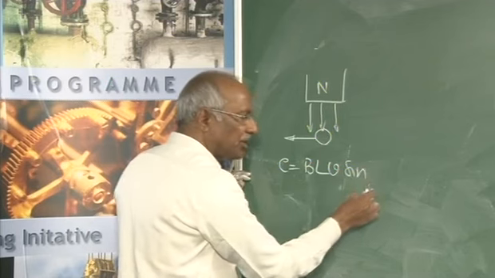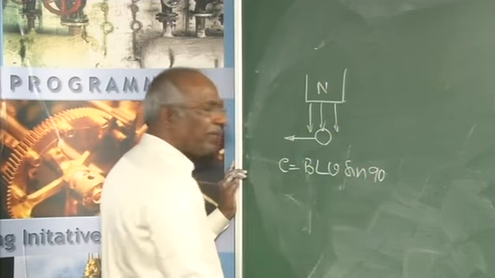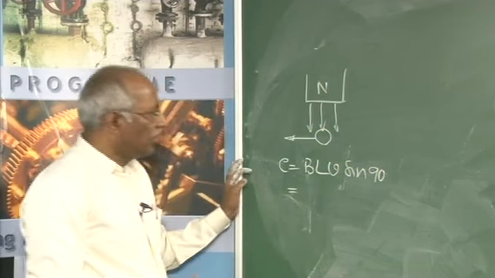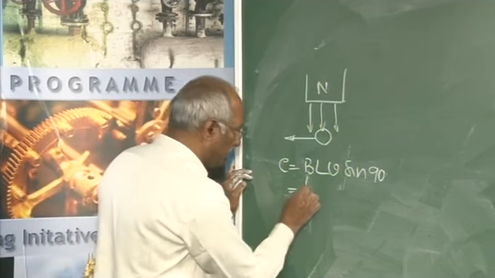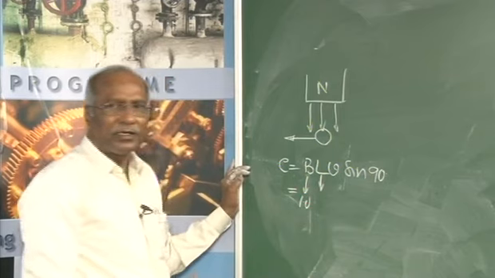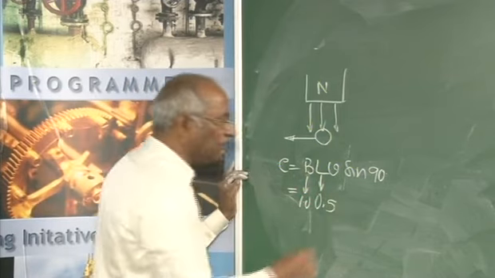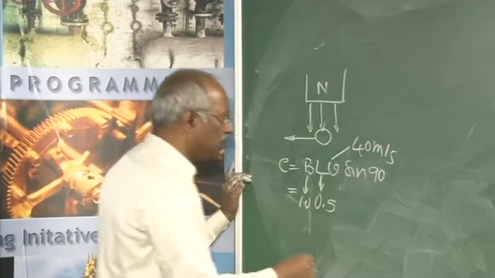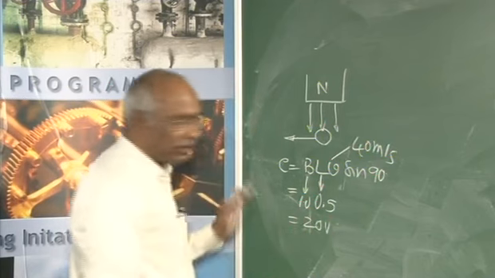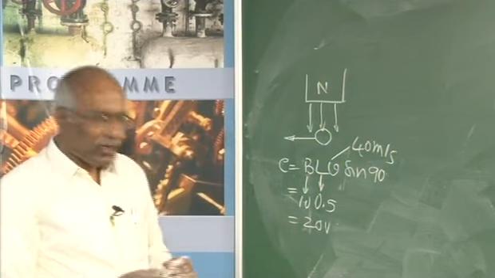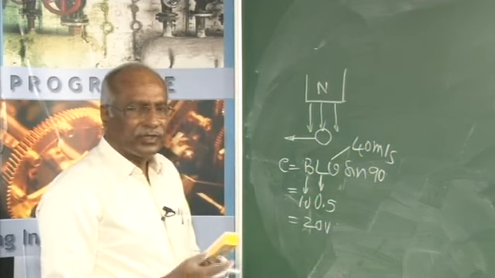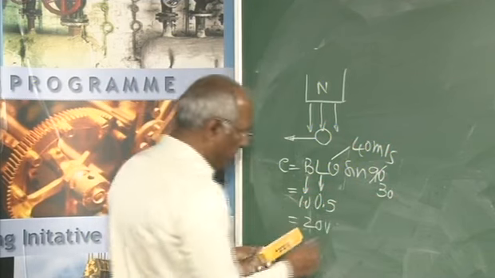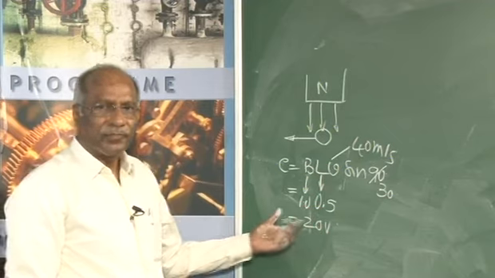If I write it in terms of theta, it will be sin 90. So, here B is 1, the length of the conductor is 50 centimeter, which means 0.5 meter, the velocity is 40 meters per second, and the voltage is obviously 20 volt. And when it is moving at an angle of 30 degrees, what will be the induced EMF? Replace this by 30, and you will get the voltage as 10 volts.